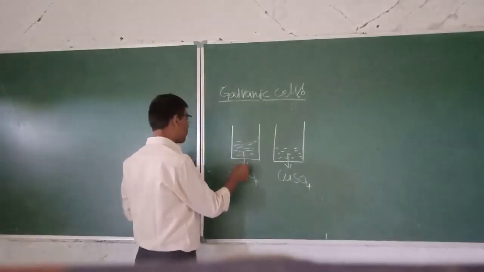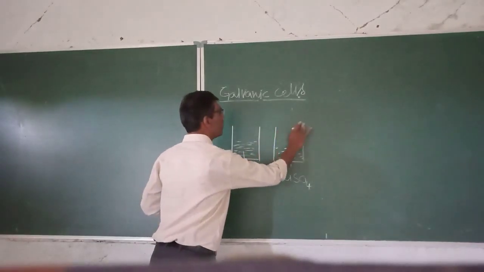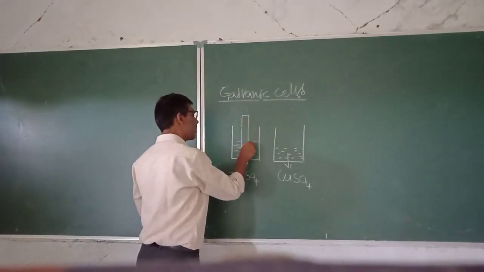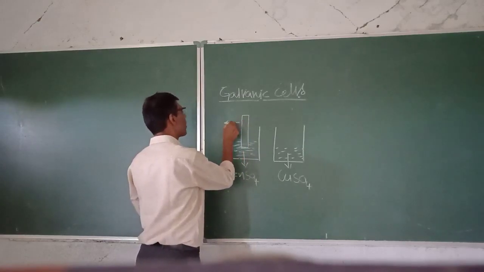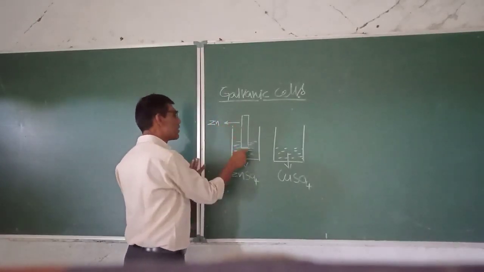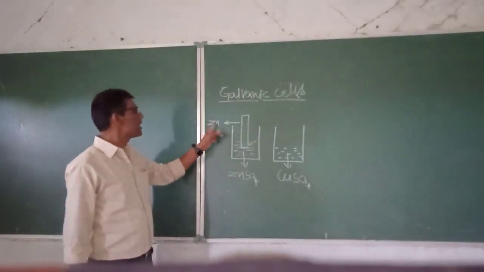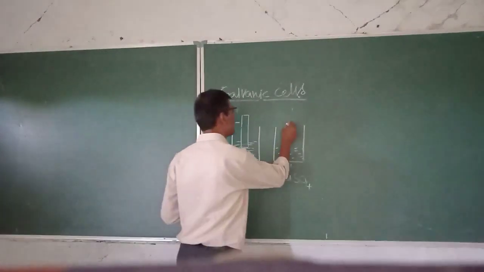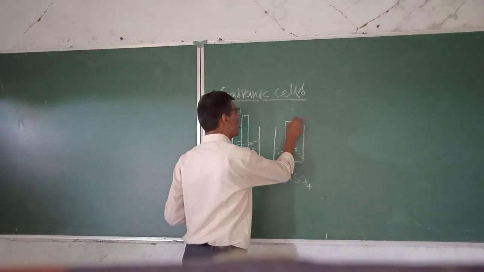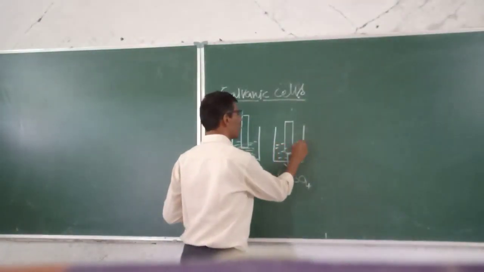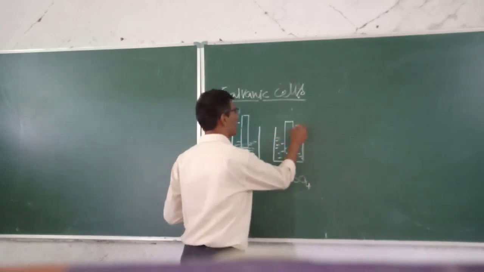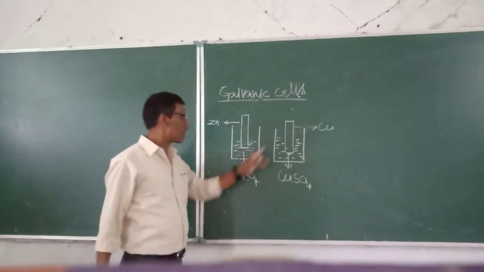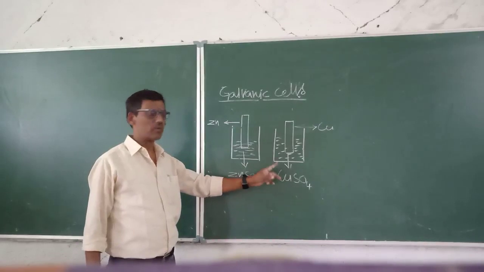Now, in this zinc sulfate, we dip a zinc rod. The zinc rod is made up of zinc, and it is dipped in its own ions solution, that is zinc sulfate. Similarly, here we dip a copper rod, Cu, in copper sulfate. The copper rod is dipped in its own ions solution.